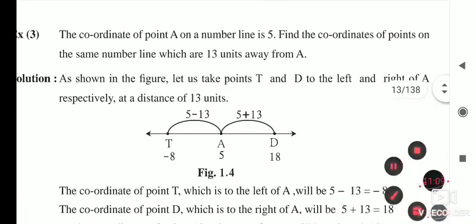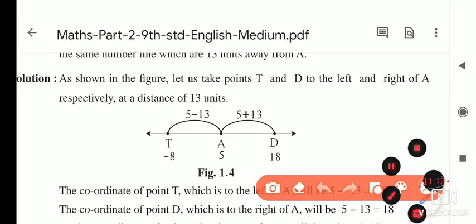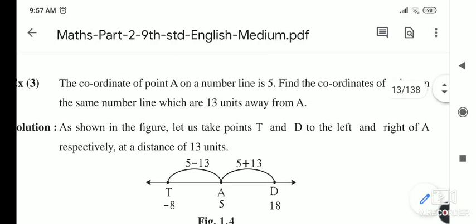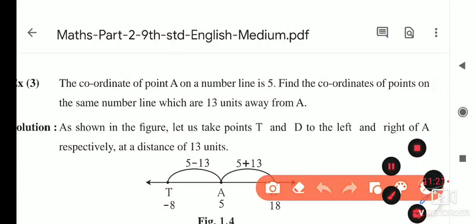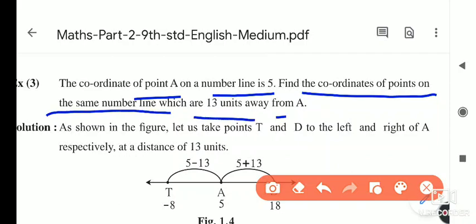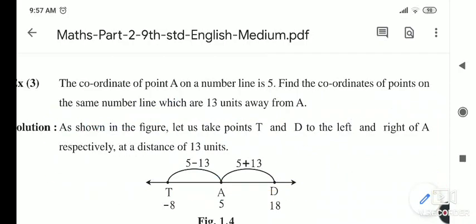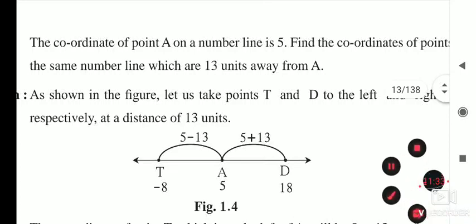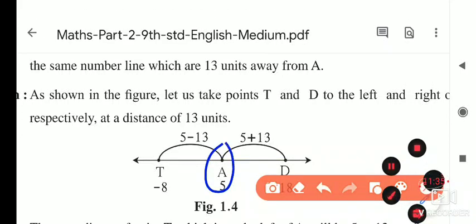So the same examples are there, some village examples are given, and this is a different one. In this example, the question says the coordinate of point A on a number line is 5. Find the coordinates of the point on the same line that is 13 units away from A. So here we have to take one point A. This is point A.